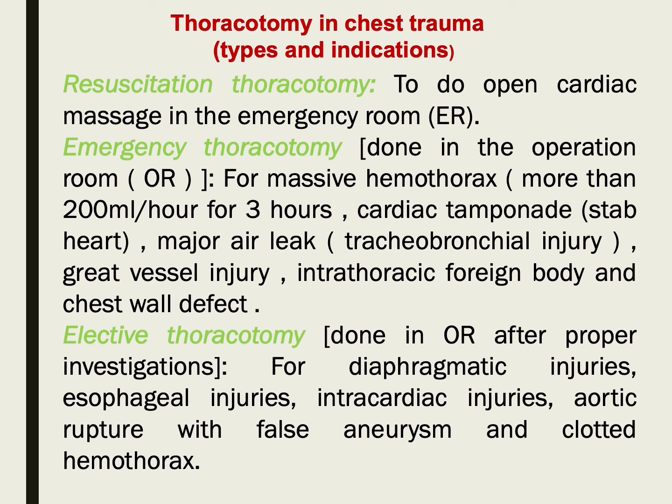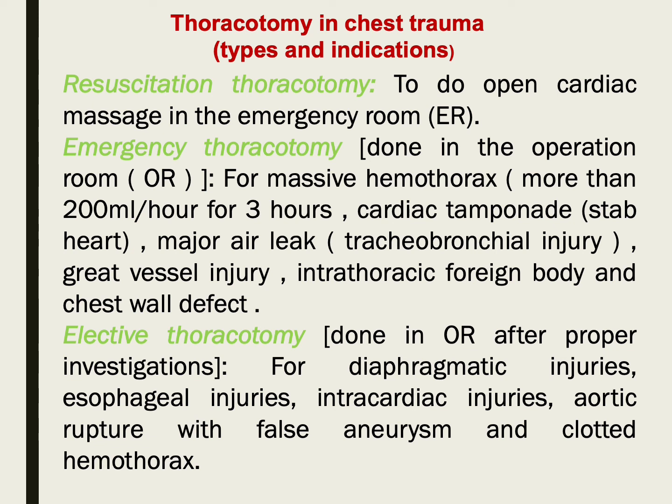So thoracotomy in chest trauma, what are the types of indication? First, the resuscitation thoracotomy. Usually it can be done on the scene or in the emergency room when the patient is too unstable to get to theater. If the patient has a witnessed cardiac arrest, then we have to do an open cardiac massage. So this is a left anterolateral thoracotomy, or clamshell if needed.